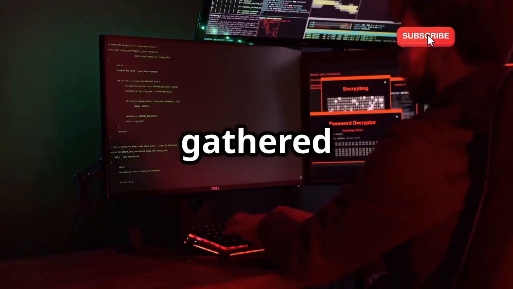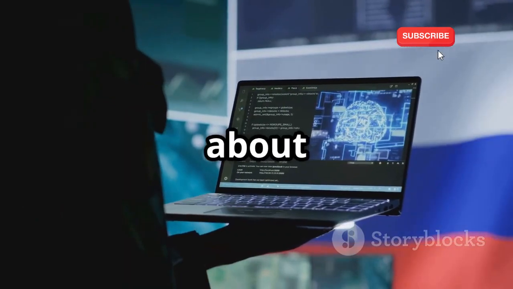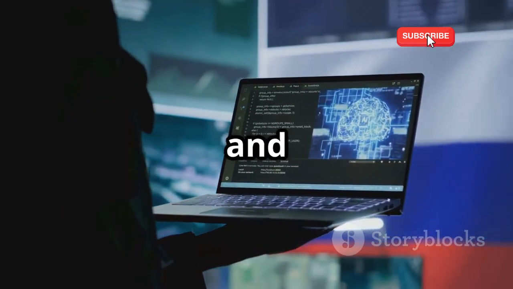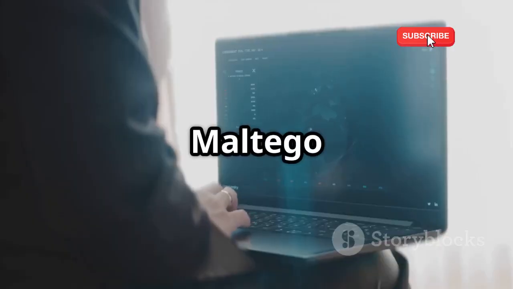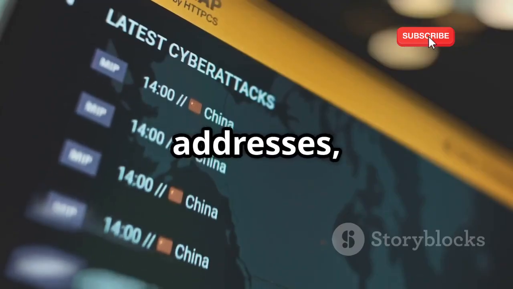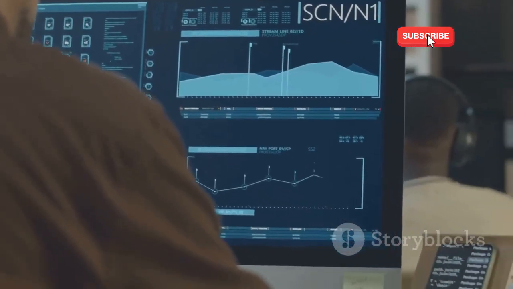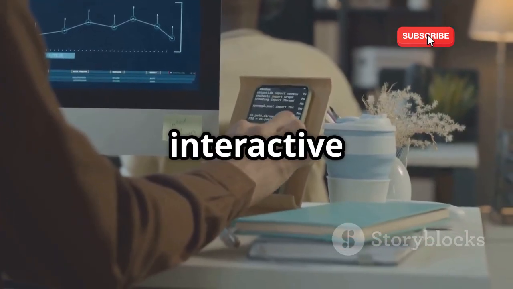Okay, so we've gathered a ton of information with Sherlock and Spiderfoot. Now what? That's where Maltego comes in. This tool is all about taking those mountains of data and turning them into something you can actually understand. Maltego is a data visualization master. It takes all those IP addresses, domain names, email addresses, all that stuff that makes your head spin, and creates these really cool interactive graphs.